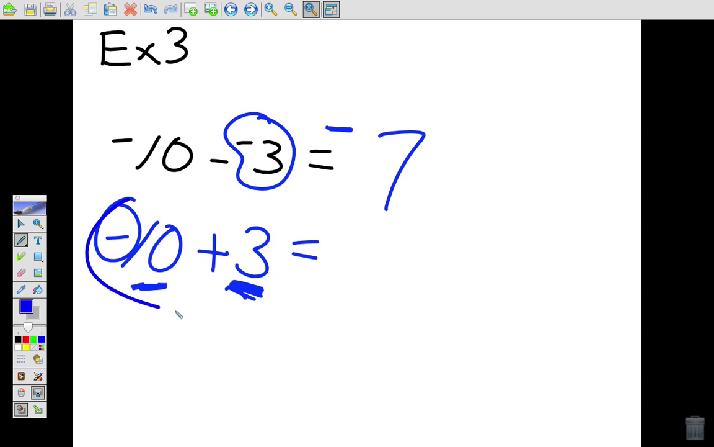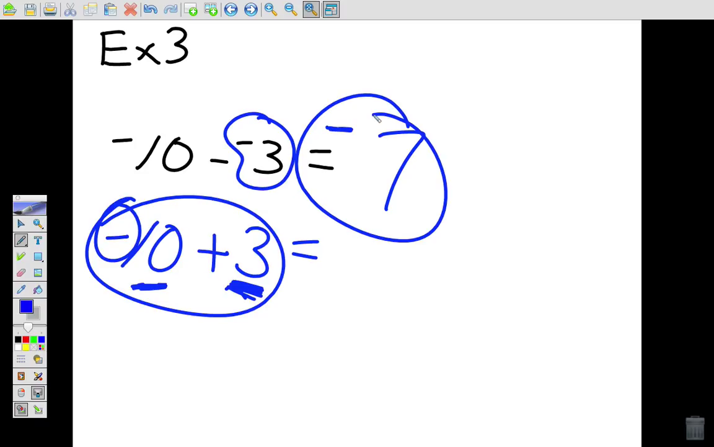Now let's check this part right here to see if it makes sense. If the temperature dropped 10 degrees, let's see, if it was at 0 and it dropped 10, it's a -10. Then went up by 3 degrees. Yeah, we'd be at a -7 or a negative temperature.